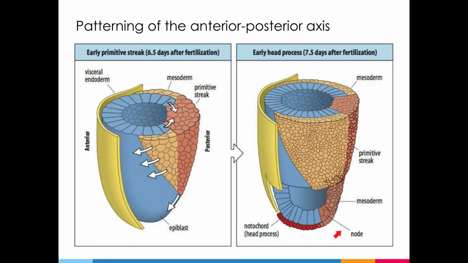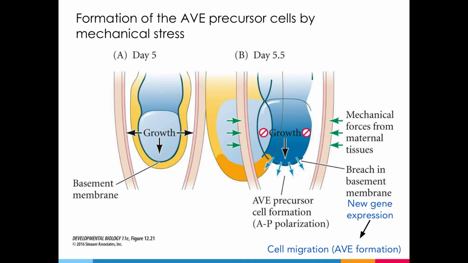The node, which eventually gives rise to the notochord, secretes BMP inhibitors like chordin and noggin. As in the amphibian embryo, the inhibition of BMPs is critical for the formation of the nervous system. And together, the inhibition of Wnt and BMP signaling promotes the formation of anterior neural structures. But how does the AVE form?